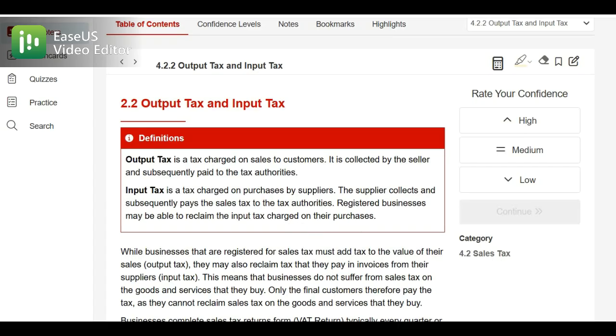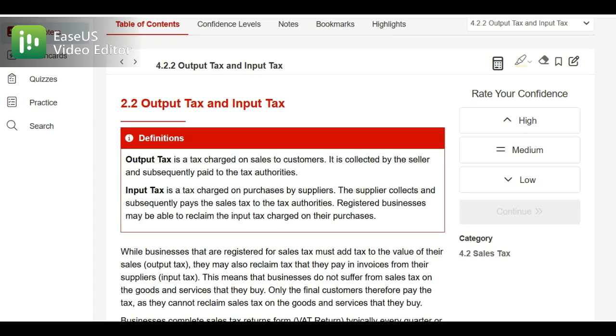For example, let me give an example. Let's say we assume that you sell laptops. Now let's say you sell one laptop for 100,000, and the sales tax here is 10%. So definitely the customer pays you 110,000. So 100,000 is your revenue, and the 10,000 extra is the output tax you owe the government.